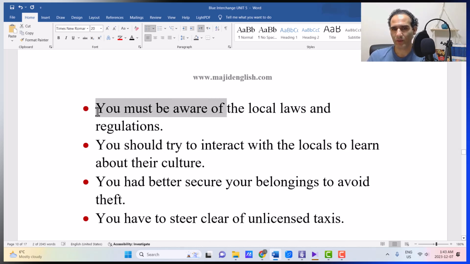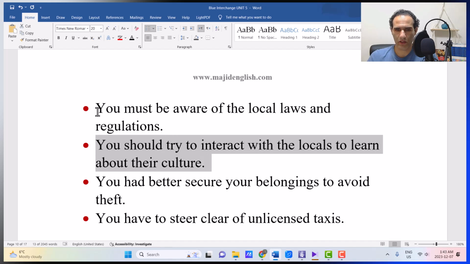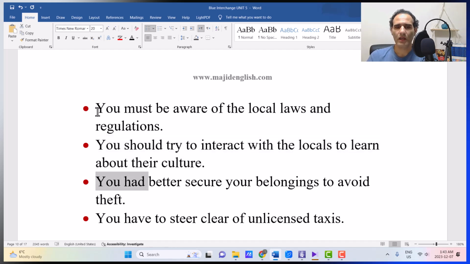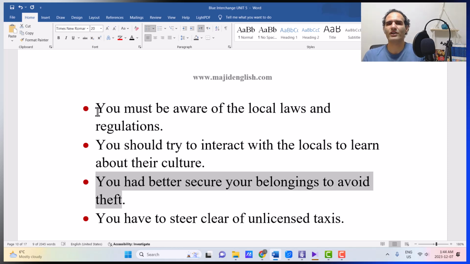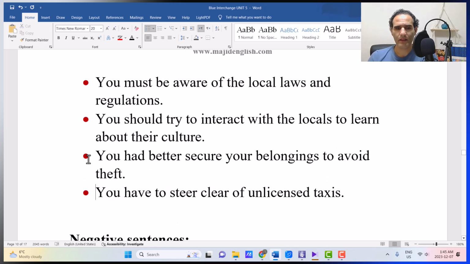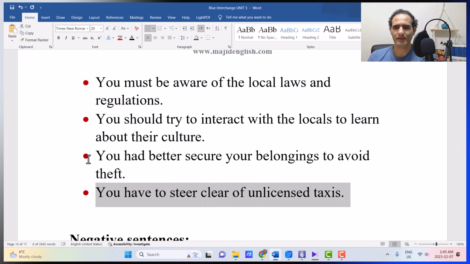You must be aware of the local laws and regulations, of course. You should try to interact with the locals to learn about their culture. You'd better secure your belongings to avoid theft. Means be careful where you put your belongings. And you have to steer clear of unlicensed taxis.